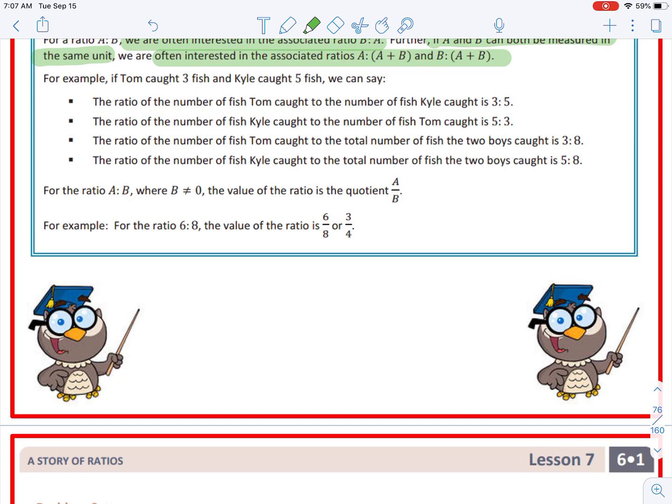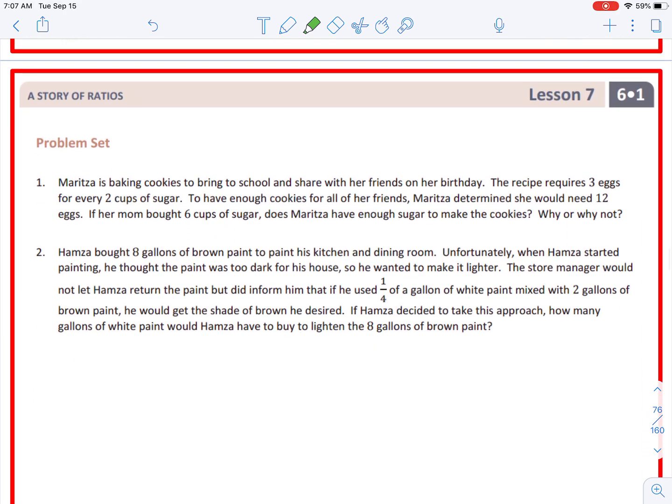So for the ratio A to B, where B does not equal 0, the value of the ratio is the quotient A over B. For example, for the ratio 6 to 8, the value of the ratio is 6 over 8, or 3 to 4. And this is just equivalent ratios, equivalent fractions.